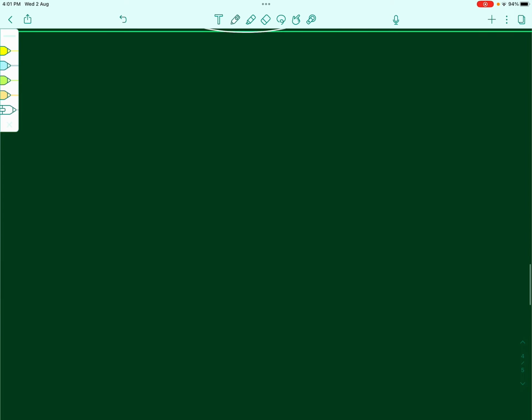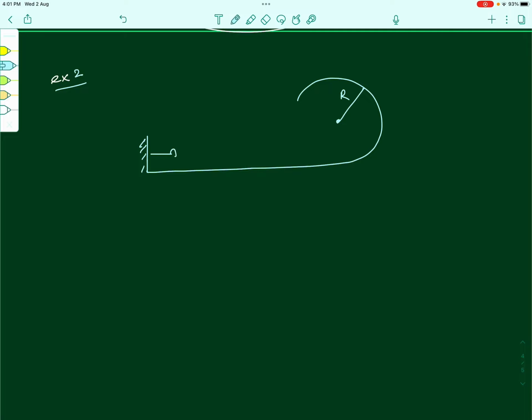Let's look at one more example here. The question says that there is a figure that shows a smooth track. The track is like this, and it ends up in a circle of radius r once again. Now a block of mass m is connected through a spring like this, and this block is pressed against the spring so that it compresses the spring, and after that it is released.